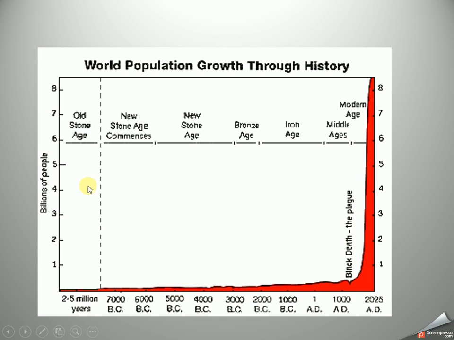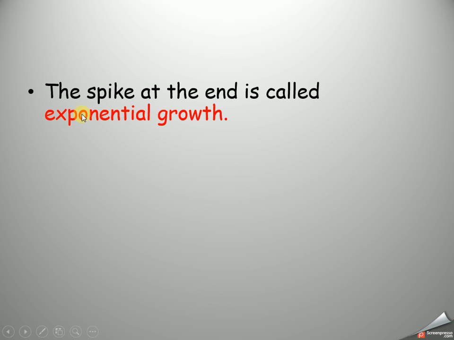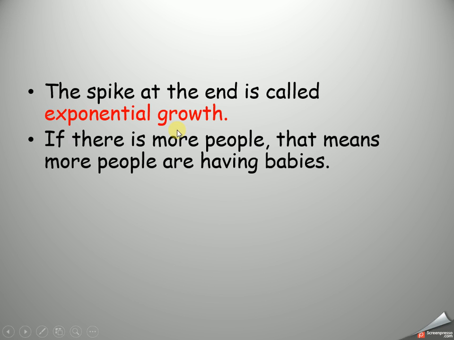Okay, and so you can see that over here. This is a graph of the world population throughout history. So you've got the Stone Age, the Bronze Age, the Iron Age, etc. And you can see that the world's population was very, very low. And then suddenly, bang, massive increase. Why has it increased so much? Well, we'll discuss that at the end. But the spike at the end is called exponential growth.